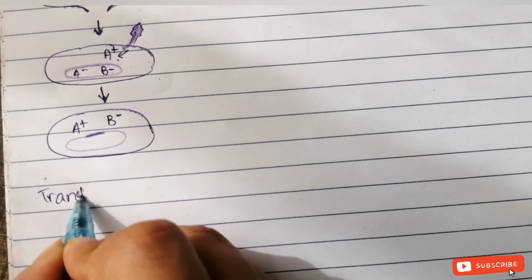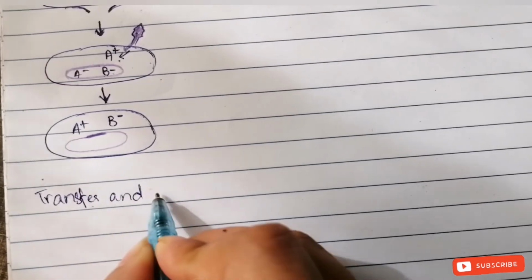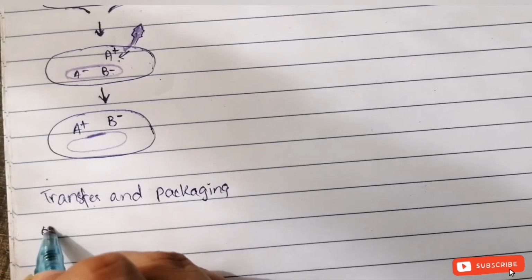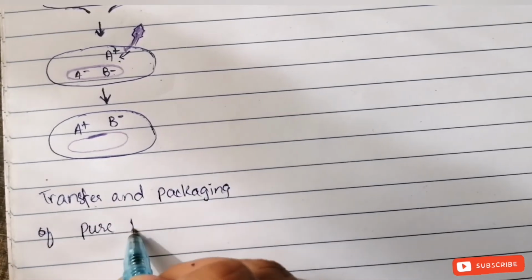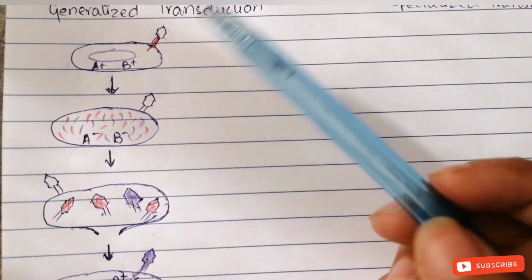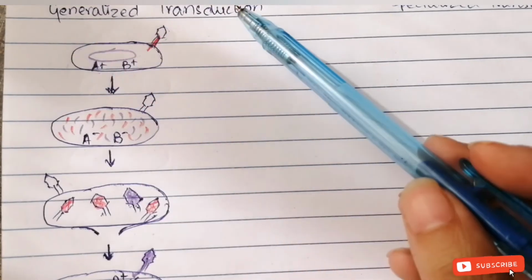Transfer and packing of pure bacterial DNA. If we revise all these steps, there are a total of 5 steps in generalized transduction.